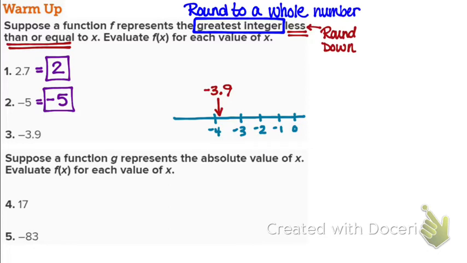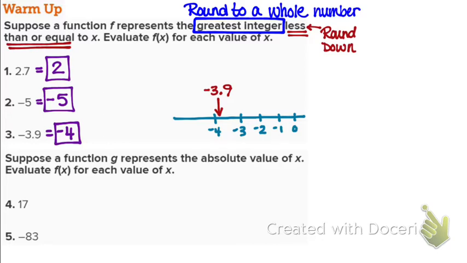If I want to round that to the greatest integer that is less than or equal to negative 3.9, I'm going to round this to what? Negative 4. Because I want to round these down. It has to be smaller than what they gave me, unless it's already a whole number, in which case I leave it alone. So far, so good?